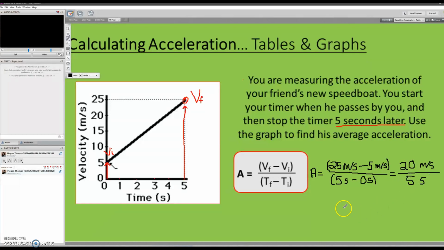So that means altogether, I can use this information, move on down, and see that 20 divided by 5 will give me a value of 4. And I need to include my units, meters per second, which gives me meters per second squared. So we are able to calculate the velocity changes and the time changes in order to find the acceleration.